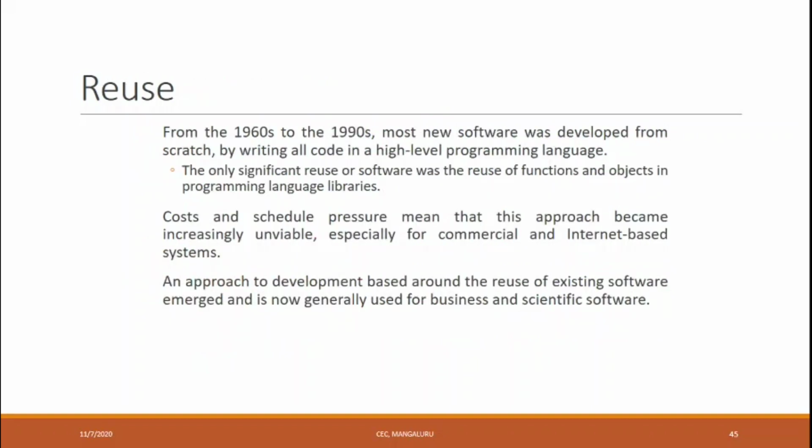So reuse. From 1960 to the 1990s, most new software was developed from scratch. Obviously, from scratch, it was developed by writing all code in high-level programming languages. So the only significant reuse of software was the reuse of the functions and objects in programming language libraries. Cost and schedule pressure mean that this approach became increasingly unviable, especially for commercial and internet-based systems.